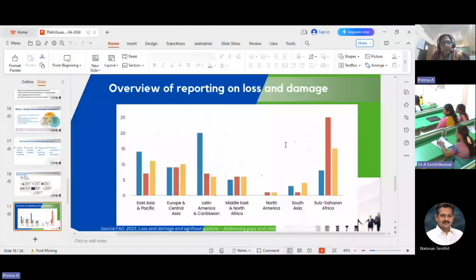accordingly, the reporting on loss and damage in various countries shows that, as I told you, in Asia, South Asia, there is underreporting of loss and damage. So this highlights the need for countries like us to have a robust accounting procedure for loss and damage assessment.